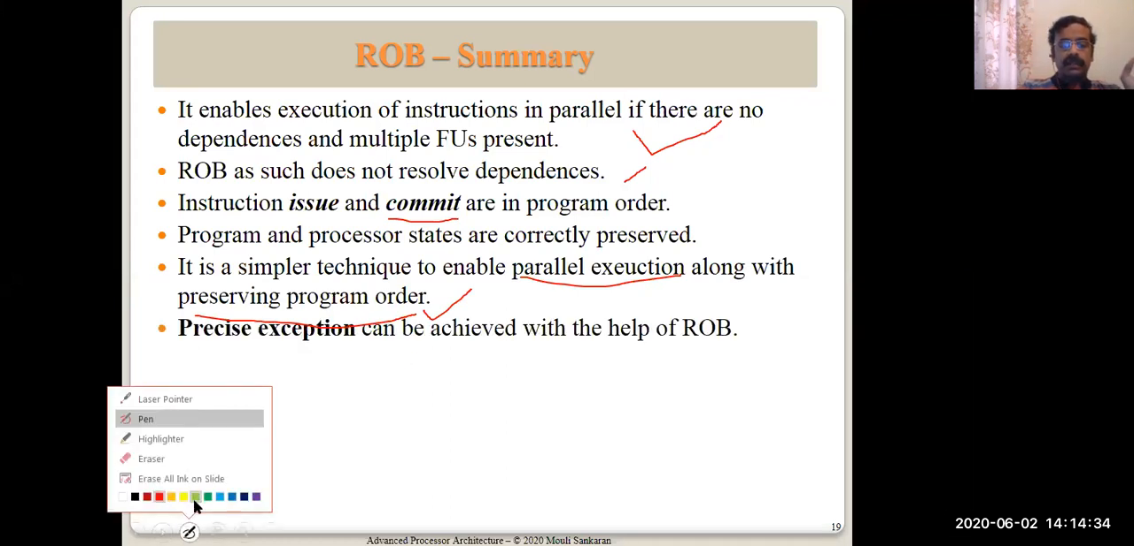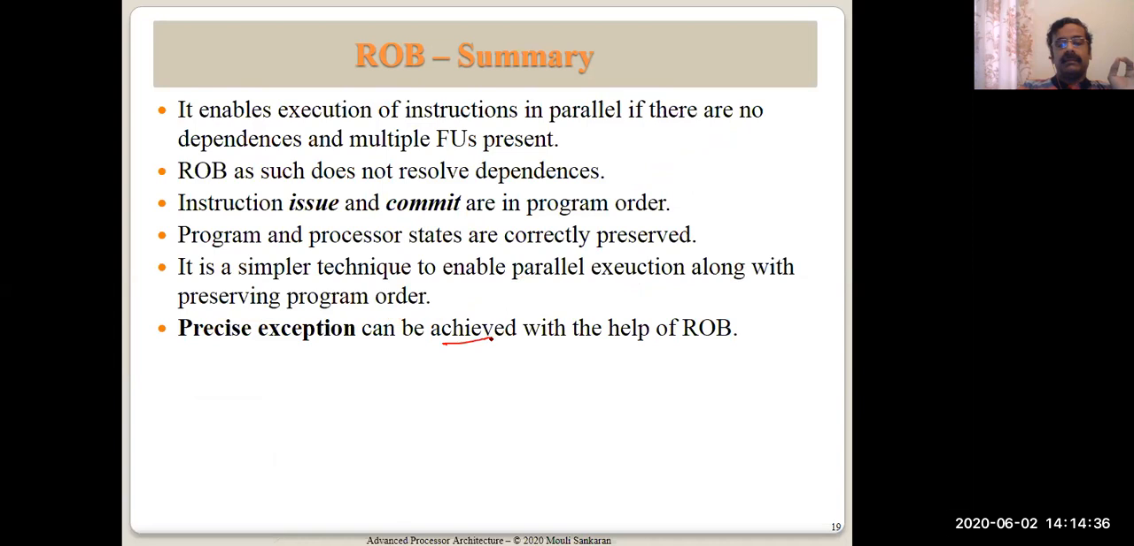Precise exceptions can be achieved. I told you it can be achieved because you are committing to the register set in the order in which the program executed. So even if a division has a divide by 0 exception, anything below it is not committed. So what is the value in the register set is still correct. Precise exception is supported with the help of ROB.